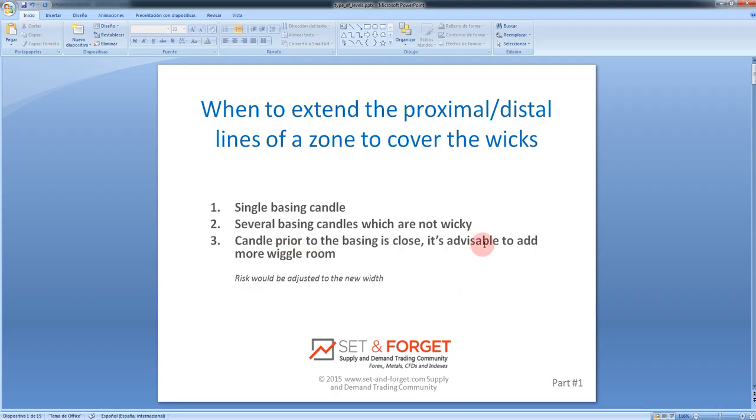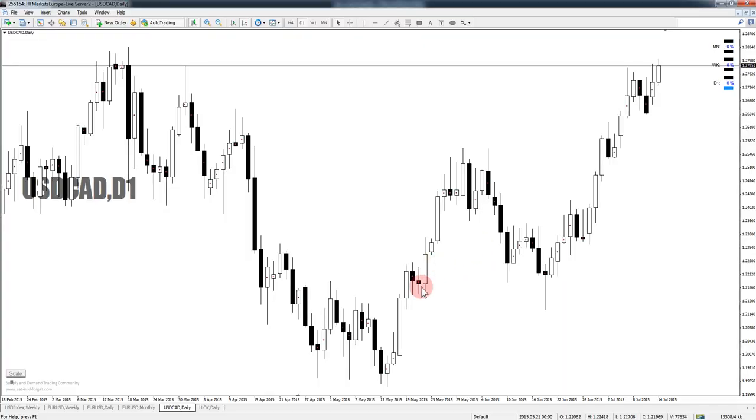Another example, the third one here. When the candle prior to the basing is close, it's advisable to add more wiggle room, like here. This is a rally, the base, and a rally. If you do it like that, then you're out. So look at the candle to the left. When we have candles very close to it, this bullish candle, then what we should do is this: cover the lowest low of the candle prior to it. If that candle didn't exist, obviously we're not going to do that. That's common sense.